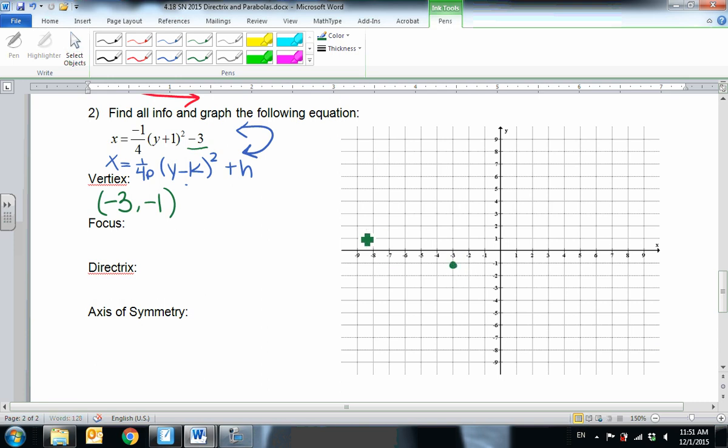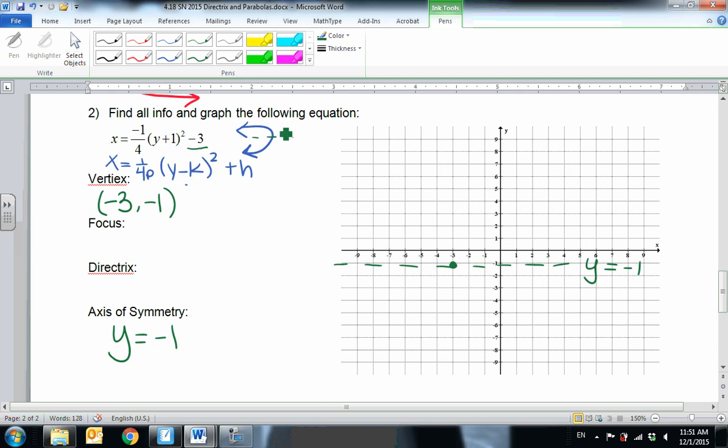Now, we know that this parabola is going to open to the left, right? So what does that mean for our axis of symmetry? Is it going to be horizontal or vertical? Horizontal. It's going to look like that, right? So what would our axis of symmetry be here? Good. y equals -1. So we have a horizontal parabola this time. Okay with that?